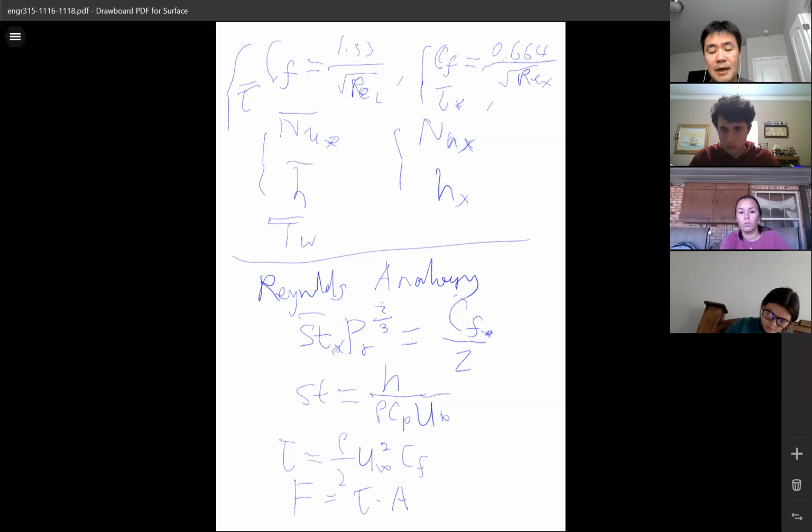So this problem, I'm asking to calculate the overall, right? So it's 40 centimeter long. Not in the middle. I don't care in the middle.